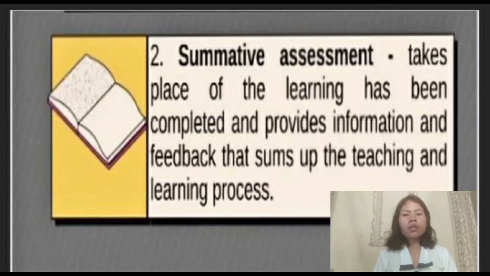The main purpose of summative assessment is to evaluate learning outcomes and give grades or feedback that reflect a student's overall performance. A summative assessment is a type of evaluation used to measure what students have learned at the end of a lesson, unit, term, or course.